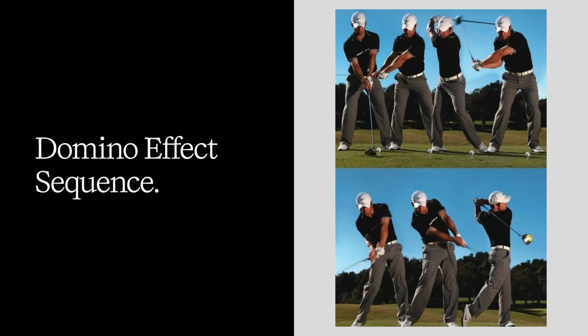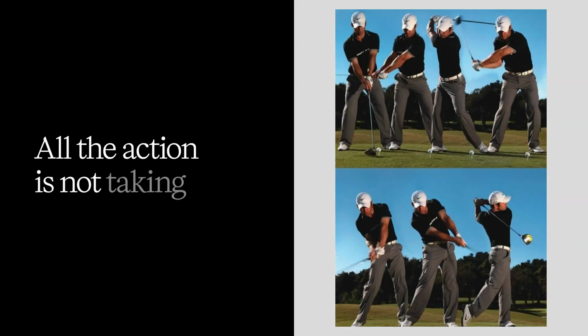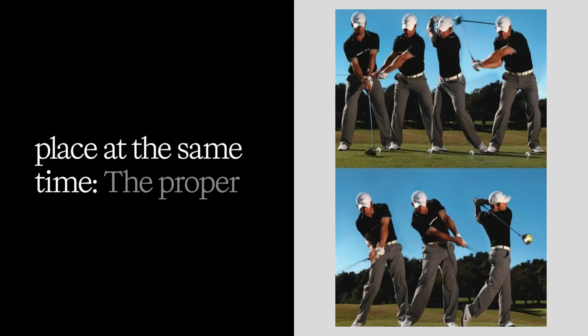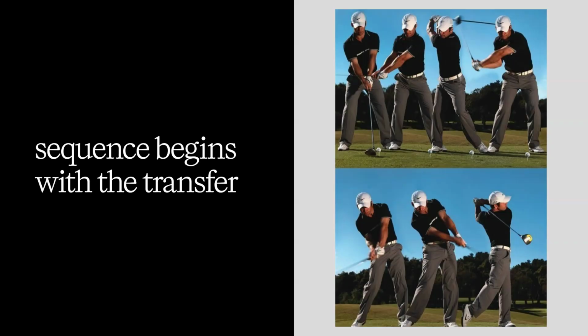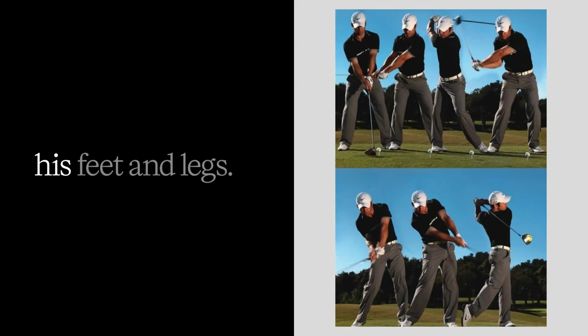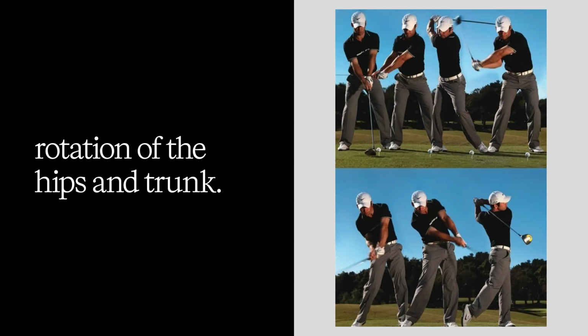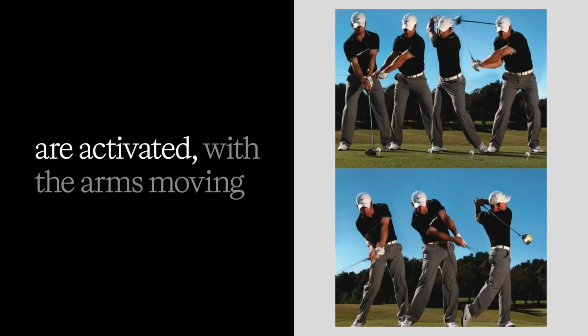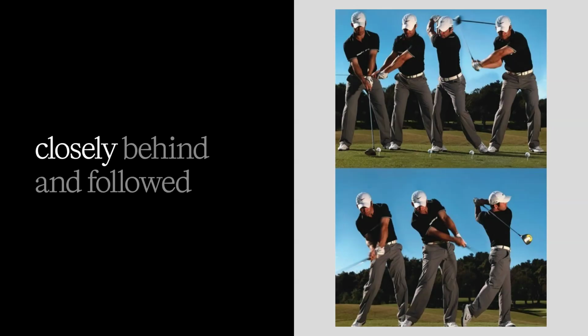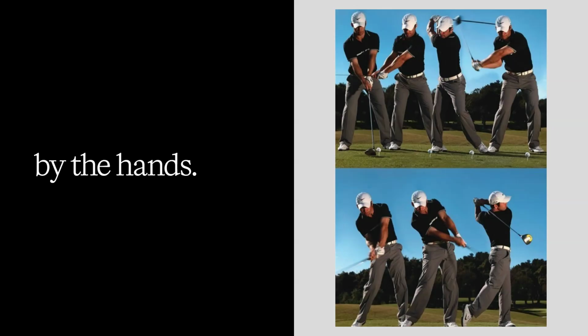Domino effect sequence. All the action is not taking place at the same time. The proper sequence begins with the transfer of the player's weight through his feet and legs. The movement is followed by the rotation of the hips and trunk. Next, the trunk shoulders are activated, with the arms moving closely behind and followed by the hands.